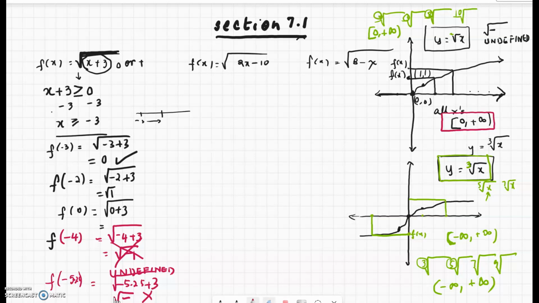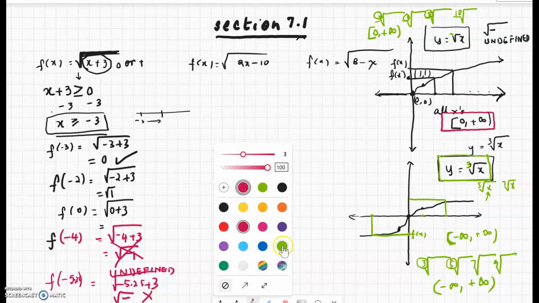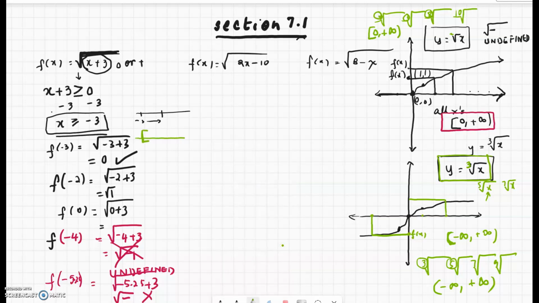So what works? What are the values of x I'm allowed to plug in? Anything greater than or equal to negative 3. So if I'm going to graph this on the number line, it's going to look like this. Negative 3 is here. Anything to the right of negative 3 is fine. So it's all real numbers starting from negative 3 and greater, which means you have to go to the right to positive infinity. That's the domain of the function.